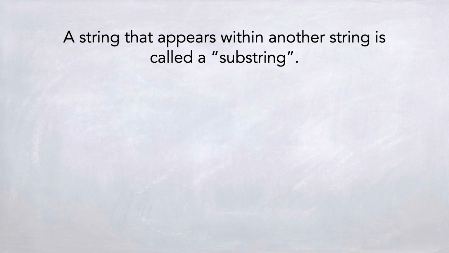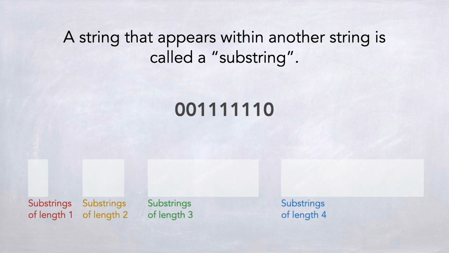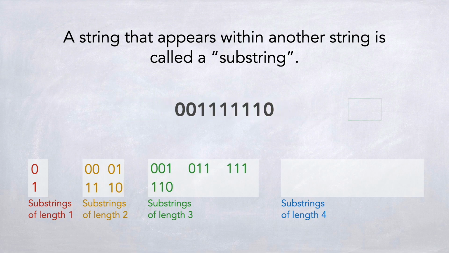One of the most common ways to analyze a string in information theory is to look at its substrings, that is, all of the strings that appear somewhere within it. As an example, let's look at the substrings of 0, 0, 1, 1, 1, 1, 1, 1, 0 that have small lengths. There are only two substrings of length 1, the string 0 and the string 1. For substrings of length 2, we can imagine a small window 2 characters wide that moves across the main string. This is a nice way to make sure we don't accidentally miss any substrings. The same idea can be used for substrings of length 3, and indeed for any size substring we might want.